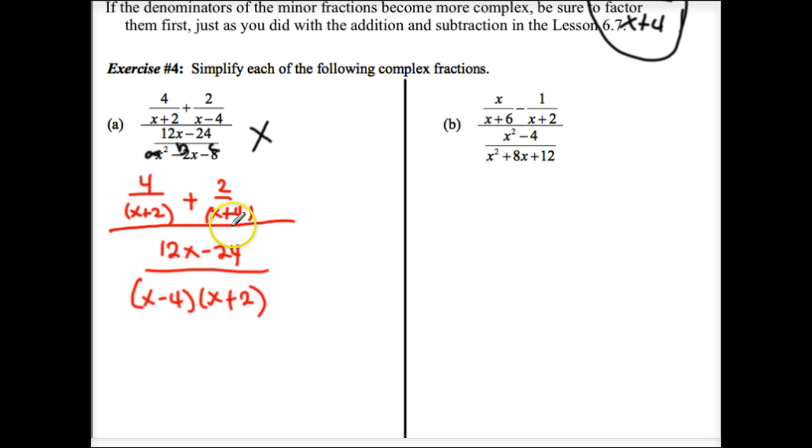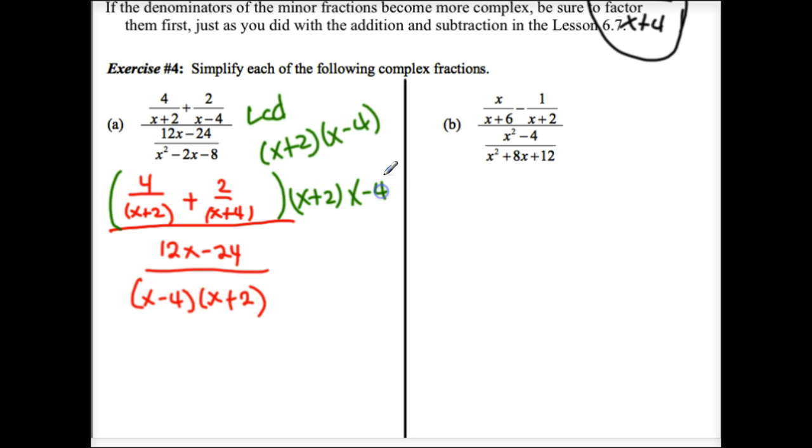Now, this is where it gets a little complicated. Look at my factors. At the top, there's an x plus 2 and then an x plus 4. At the bottom, it's an x plus 2 and x minus 4. So what happens now is my LCD becomes x plus 2 and x minus 4. So what I'm going to do is multiply the top here by x plus 2 and x minus 4, and then I'm going to do that to the bottom.